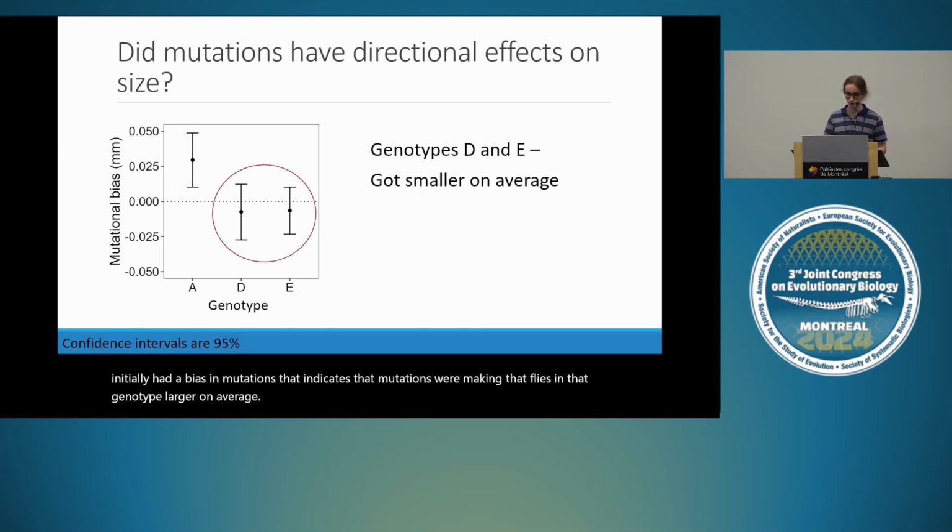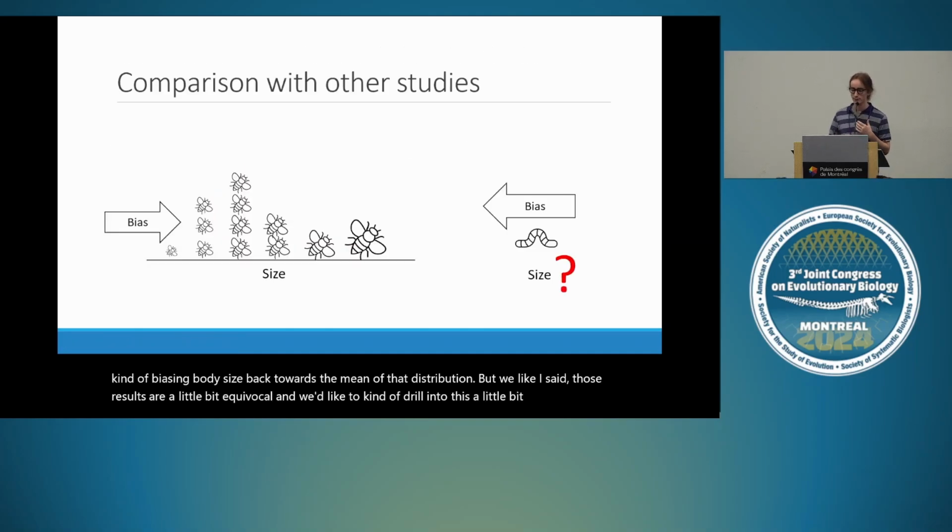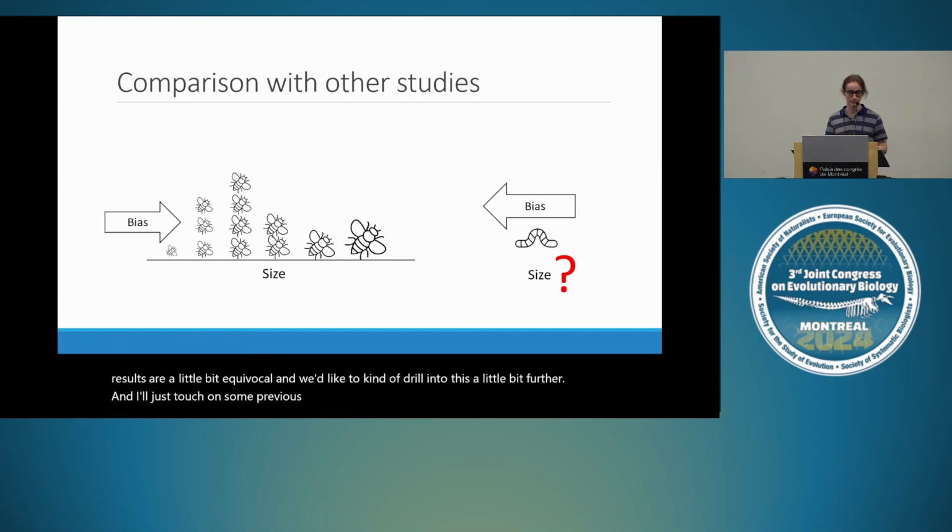In contrast, the 2 genotypes that were above average size did not have any evidence of mutational bias, although it's potentially very weakly negative, but that's still a little bit equivocal. It may suggest that mutations are biasing body size back towards the mean of that distribution, but like I said, those results are a little bit equivocal, and we'd like to drill into this a bit further. I'll just touch on some previous work in this sphere, because these results were a little bit surprising compared to what we expected.